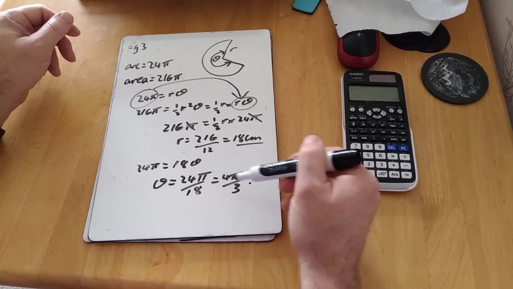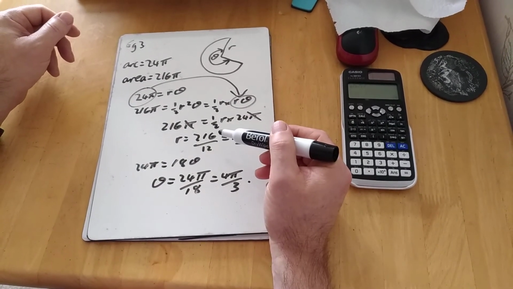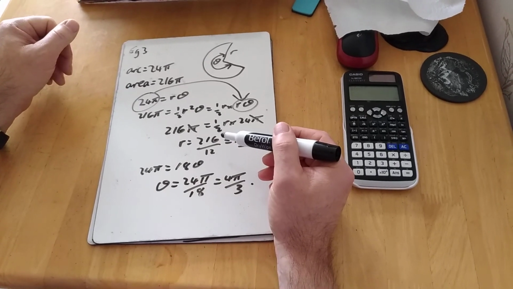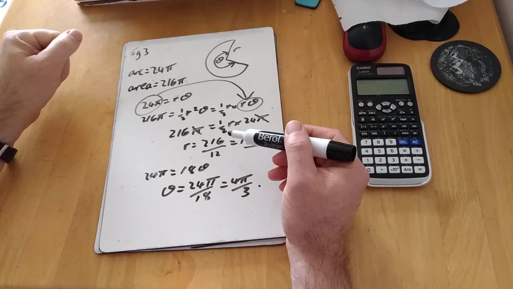If I have time, I can check that this r and this theta satisfies 216 pi as well, but I might leave that in an examination till I've finished the paper. I can come back and then think I've got time to actually check on my answers in a bit more detail.